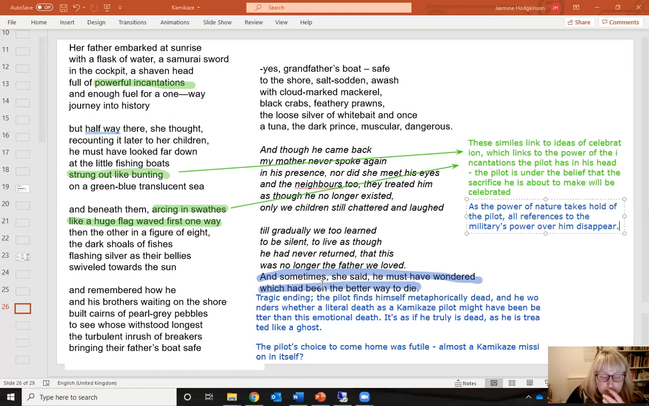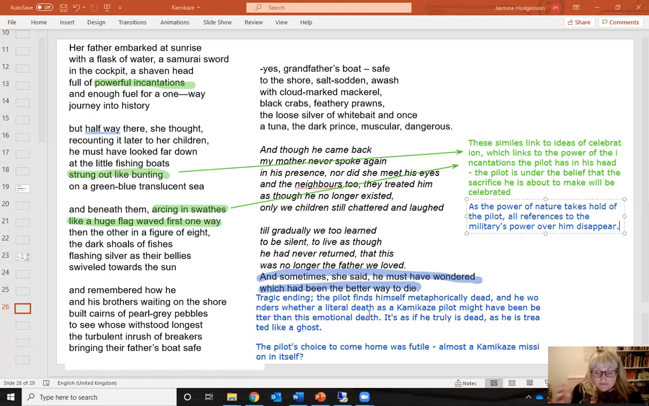It says, "and sometimes, she said, he must have wondered which had been the better way to die." And what we have here is a really tragic ending. The pilot finds himself metaphorically dead. He decided to turn around and not die on his mission. He decided to come home. But he is now sat here wondering whether a literal death as a kamikaze pilot might have been better than this emotional death. He's come home and essentially been treated as though he doesn't exist by his family.